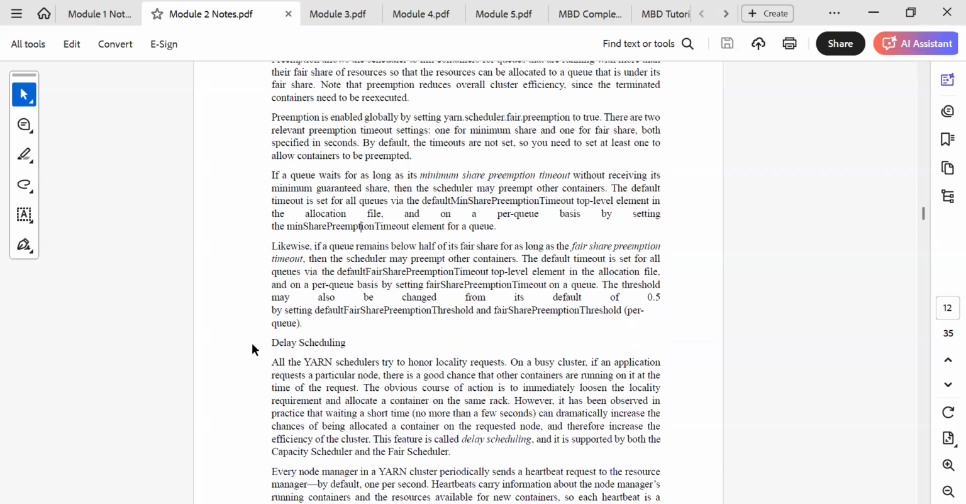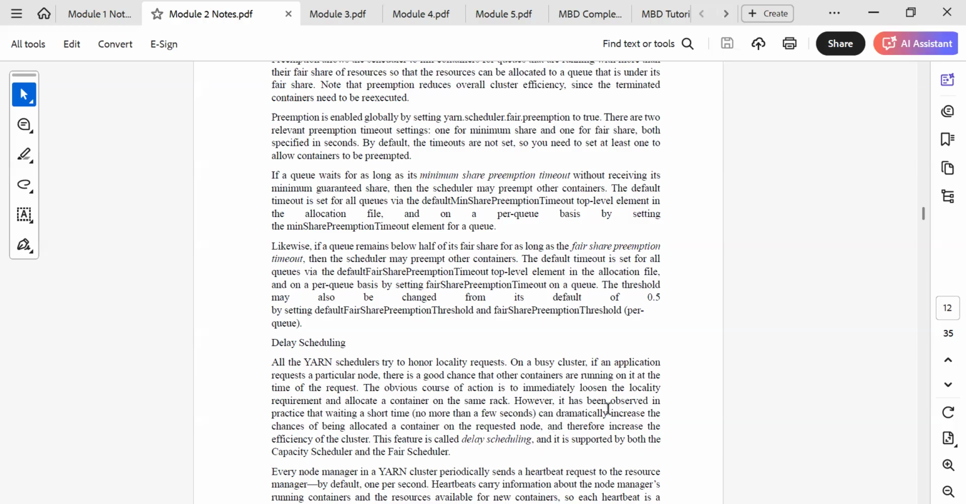Now, delay scheduling is a very important topic. You should focus on this. All the YARN schedulers try to honor locality requests on a busy cluster. If an application requests a particular node, there is a good chance that other containers are running on it at the time of the request. The obvious course of action is to immediately loosen the locality requirement and allocate a container on the same rack.